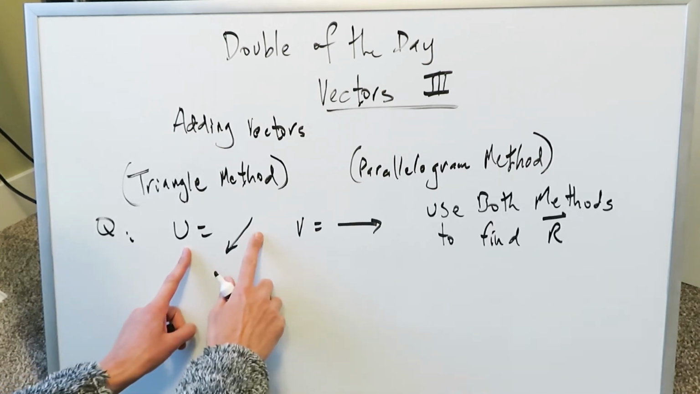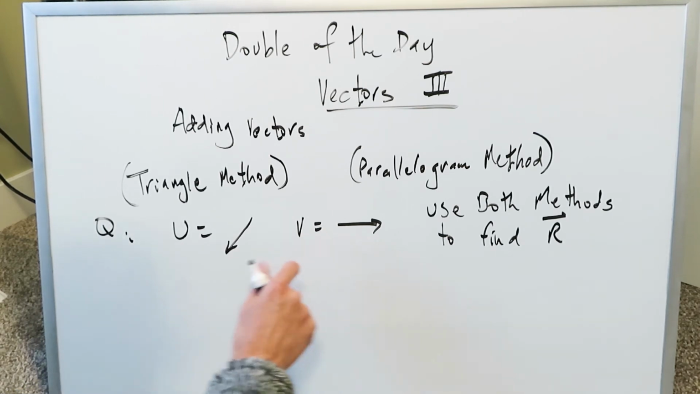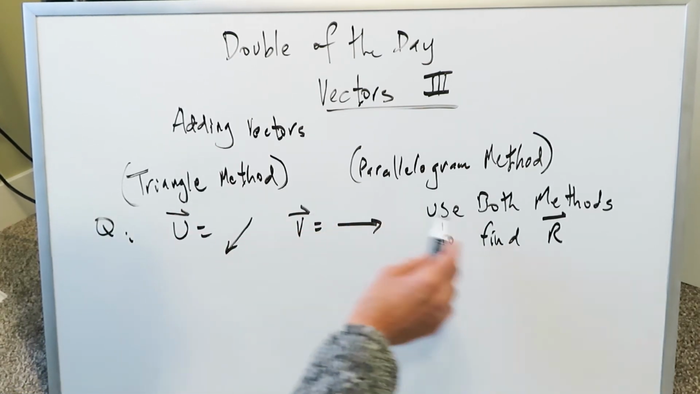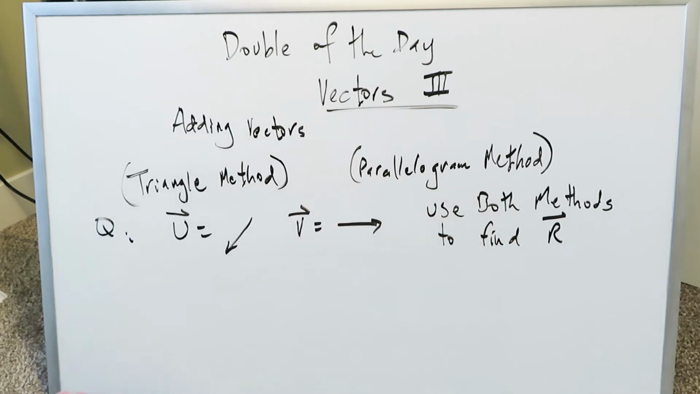U looks like a vector, which is this. V looks like a vector, which is that. And we have to find the resultant vector using the triangle and the parallelogram method. We'll do the triangle method first.